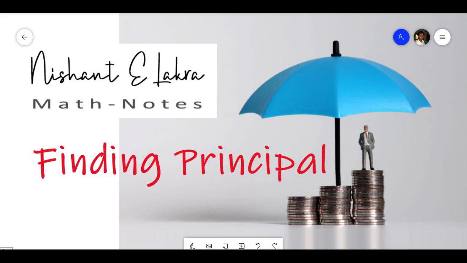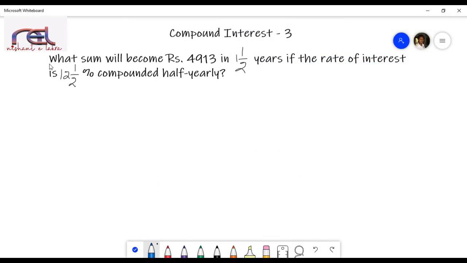Hello everyone, we are learning compound interest and today we will see how to find principal when the interest is compounded half yearly and also when time and rate is in the form of fraction. So here is the question. What sum will become rupees 4,913 in 1.5 years if the rate of interest is 12.5% compounded half yearly? Okay, so this is the question.